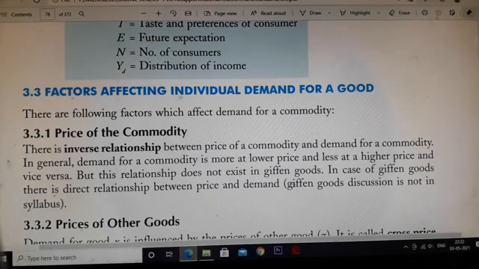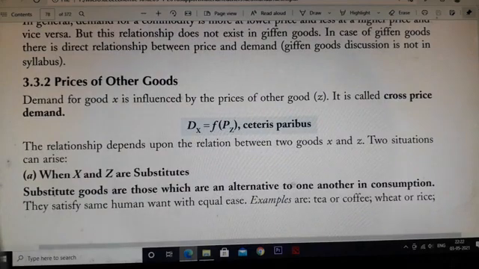So today we will be discussing in detail about the substitute goods. Okay, price of other goods. That is, other goods here refers to the substitute and complementary good. So पहिला हामी substitute को बारेमा पढौँ. Okay, so what are substitute goods?